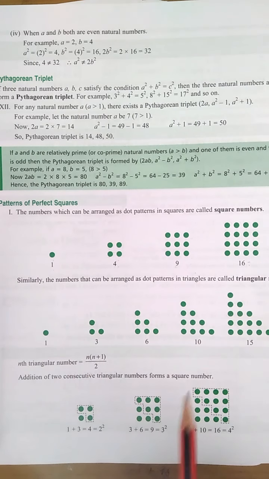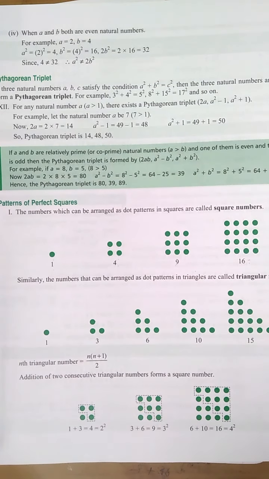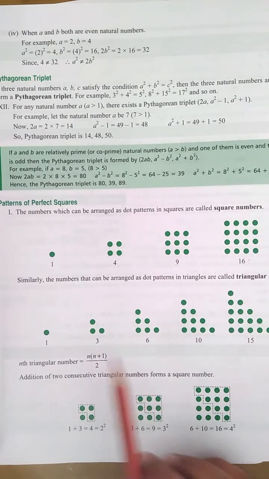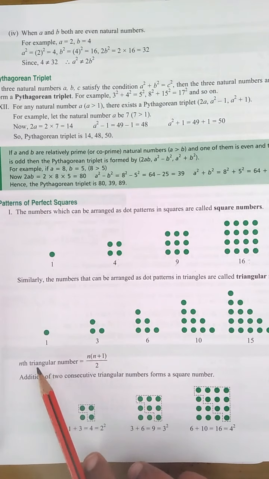So similarly, the numbers that can be arranged as a dot pattern in triangles are called triangular numbers. तो जो डॉट पैटर्न्स ट्रायंगल फॉर्म में हैं उनको हम क्या बोलेंगे, ट्रायंगुलर नंबर्स. Now, what do these dots represent? These represent the sum of first natural numbers.